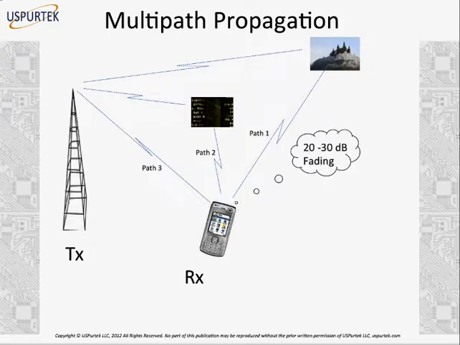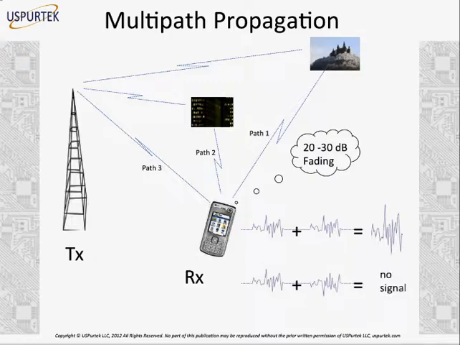If the signals are in phase, they will add up. And if they are 180 degrees out of phase, they will cancel out. So you see the picture. If they are in phase, they will add up and add to the signal strength. But if they are out of phase, you get no signal.